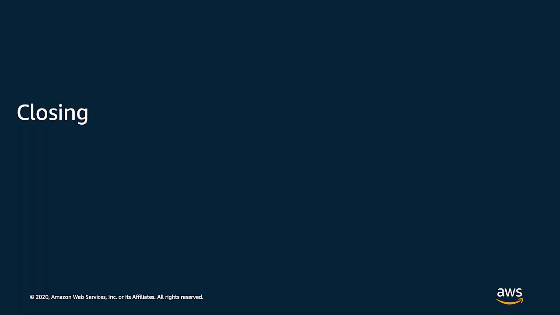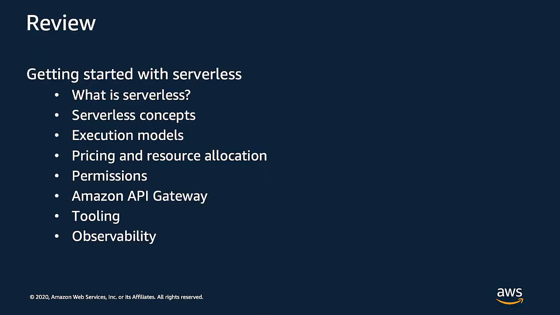So before we get into our question and answer period, I'd like to review what we've learned today. First, we discussed what is serverless. What do we mean when we say serverless? What are some key serverless concepts that you need to understand to build your first serverless web application? What are the execution models that we use with AWS Lambda, and which ones would you choose given your specific use case? We've covered pricing and resource allocation, allowing you to tune your Lambda functions to meet your business needs.